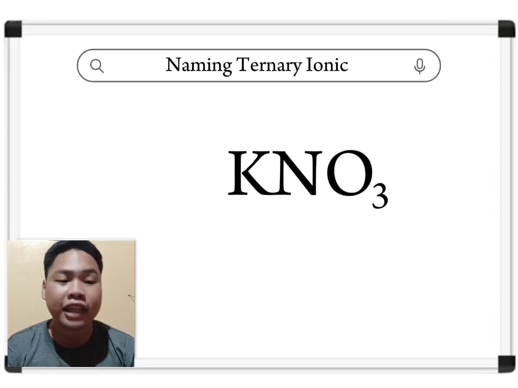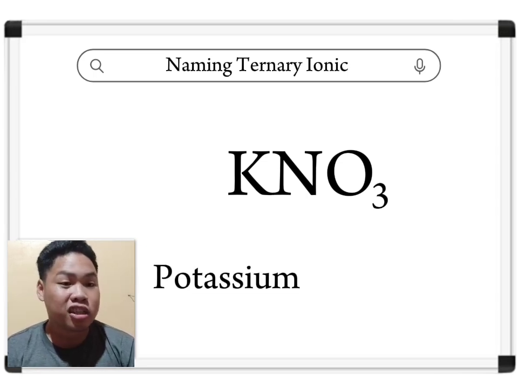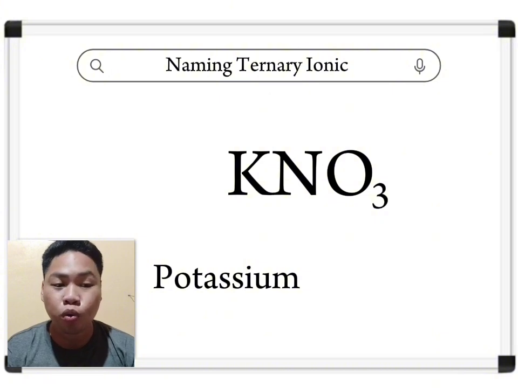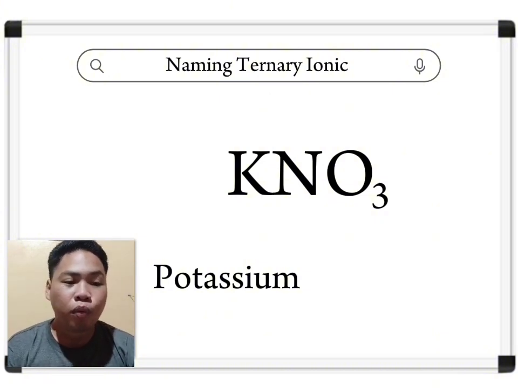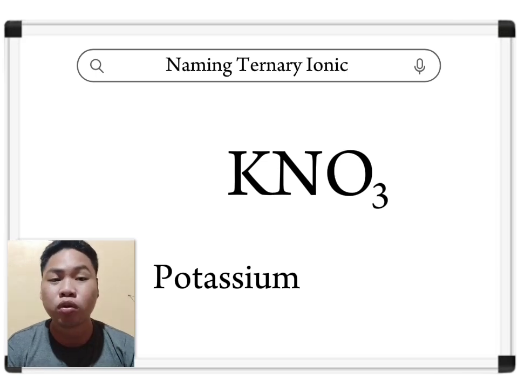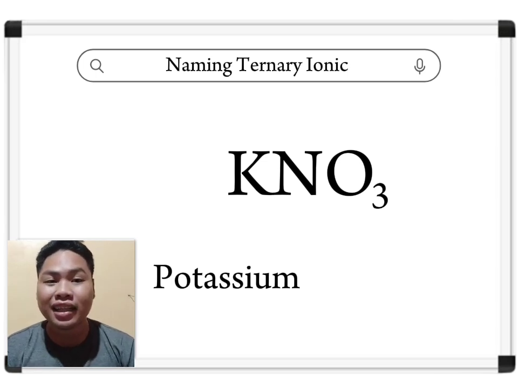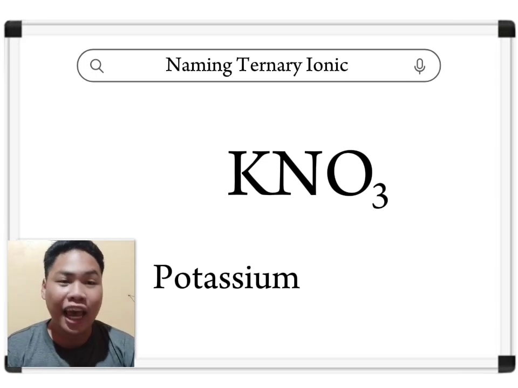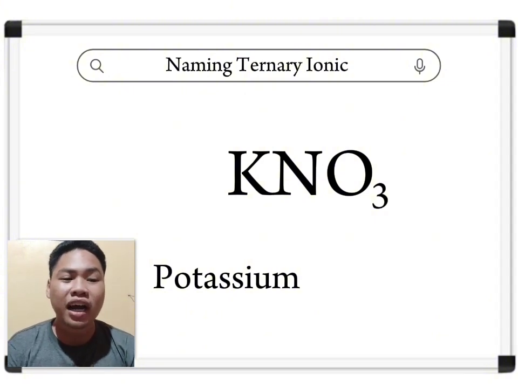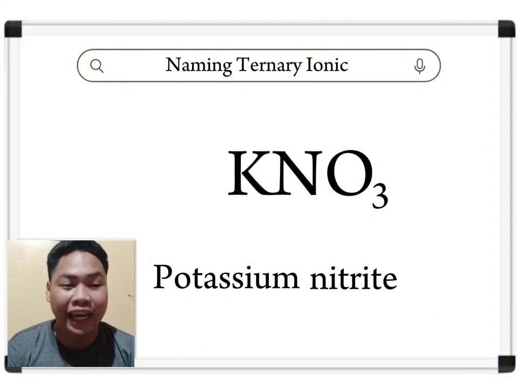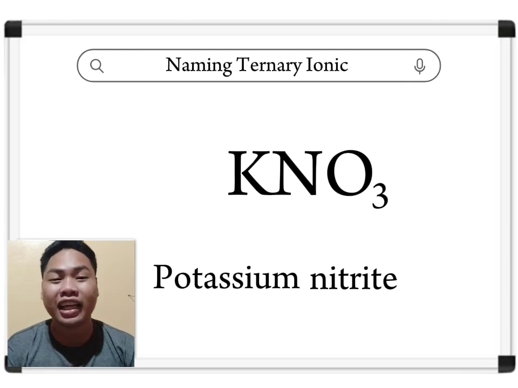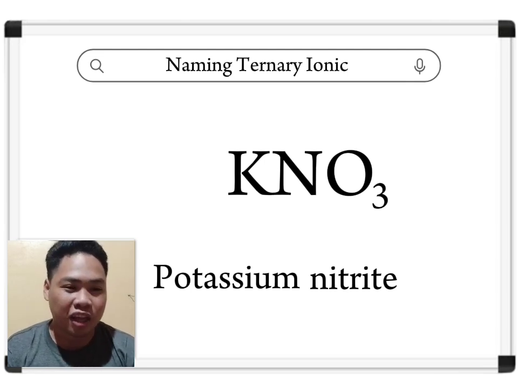We look on the periodic table again. K is potassium. And then we go to the common ion table. We're looking for NO2 negative. And as we look through the table, we see that it is nitrite. NO2 negative is nitrite. So we're going to write now nitrite. So potassium nitrite is the name for KNO3.